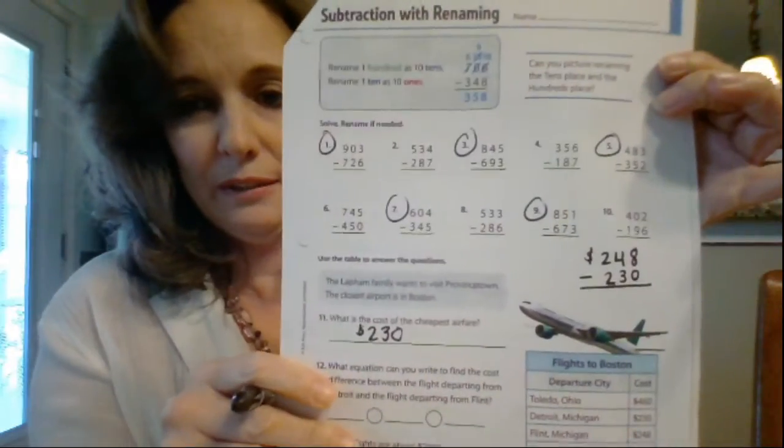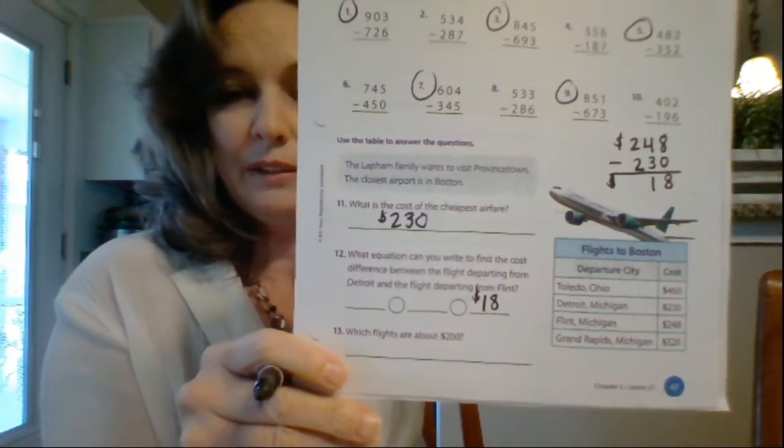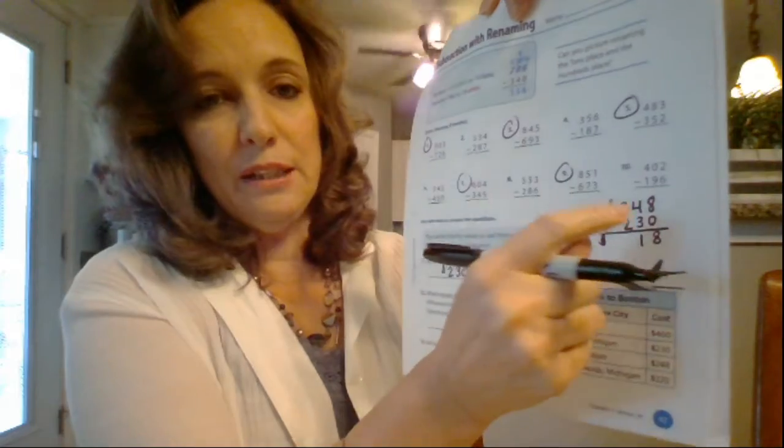Okay, to find a difference between two numbers, we subtract. All right, 8 minus 0 is 8. 4 minus 3 is 1. So there's only an $18 difference. So I'm just going to put the answer over here. $18 difference. Somewhere on your paper, I need you to write it down and show me that you subtracted it.